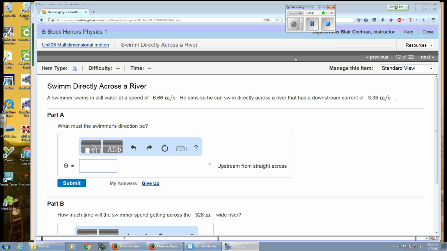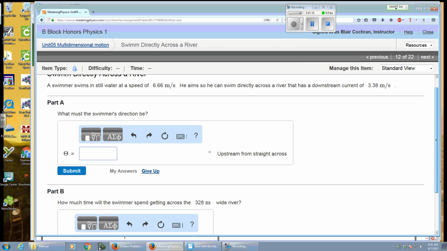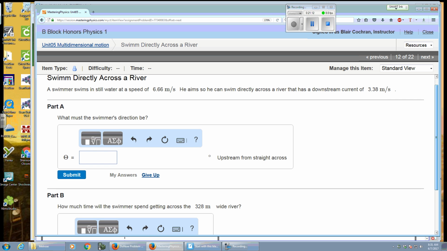All right, so number 12. A swimmer swims in still water with the speed of this. He aims so he can go directly across a river that has a downstream current of this. What must the swimmer's direction be? Oh, so this is a relative motion one. Oh, it's kind of nice. We've had kind of like 4 different ones. A little bit of everything. Good old smorgasbord. Nice.